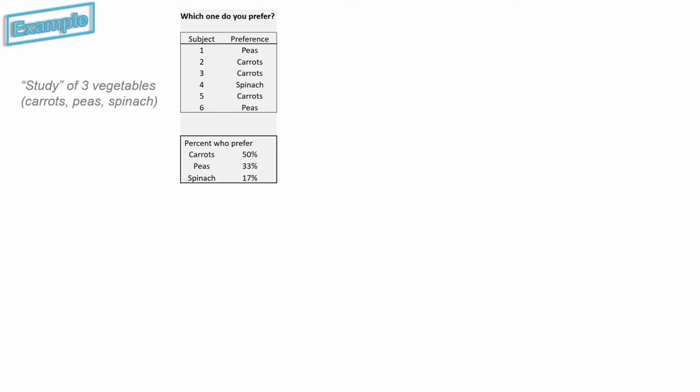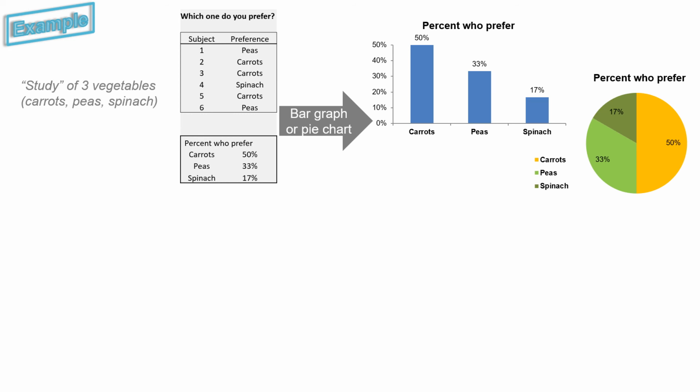Here's a hypothetical example designed to illustrate some of the challenges of categorical data and bar graphs. Imagine a study of 3 vegetables, carrots, peas, spinach, where we ask each participant, which do you prefer? Each participant will give us one answer, one of those 3, and we can summarize the findings with the proportion of individuals who say they prefer carrots, peas, or spinach. Those summary findings can be displayed either in a bar graph or in a pie chart because those are all the outcomes possible and all of them.